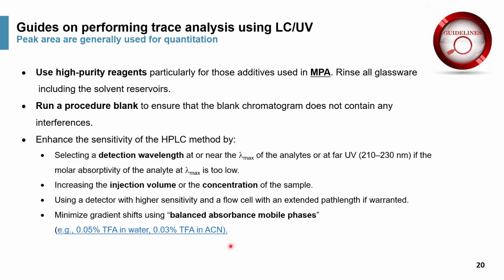Often when you use TFA or formic acid and you're using a monitoring wavelength in the far UV, 210 to 230, you have a gradient shift. It's typical procedure to use a balanced absorbance mobile phase, which uses a smaller amount of your additive, such as TFA, a lower percentage on the acetonitrile side, the mobile phase B side, to make sure that the gradient shift is minimal. We talked about that in a prior video.